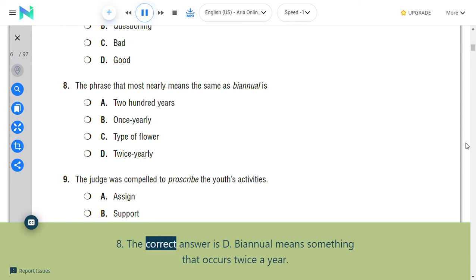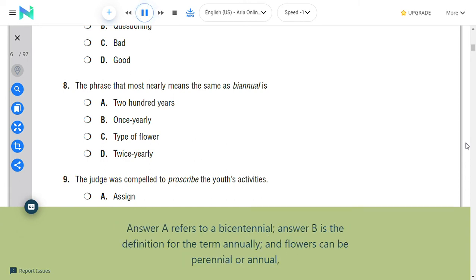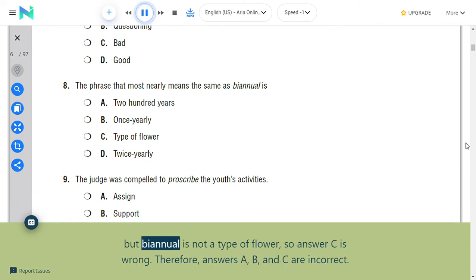8. The correct answer is D. Biannual means something that occurs twice a year. Answer A refers to a bicentennial. Answer B is the definition for the term annually, and flowers can be perennial or annual, but biannual is not a type of flower, so answer C is wrong. Therefore, answers A, B, and C are incorrect.